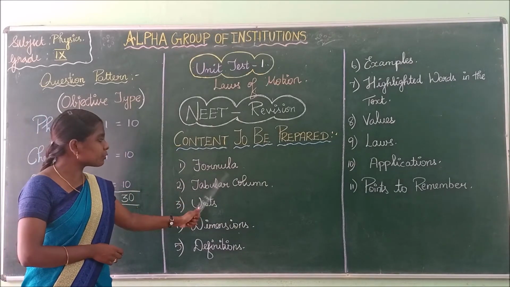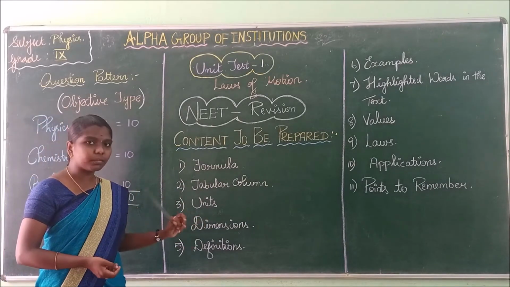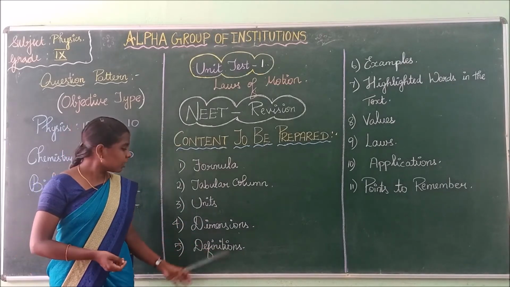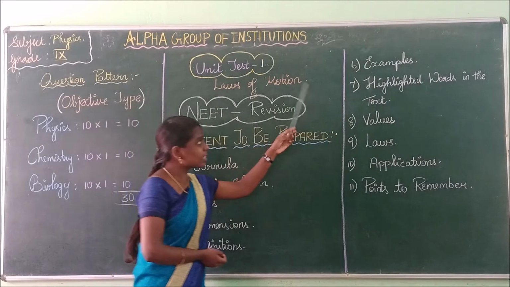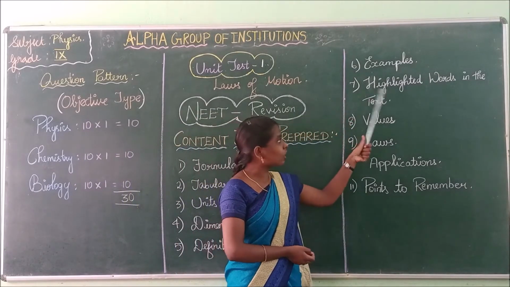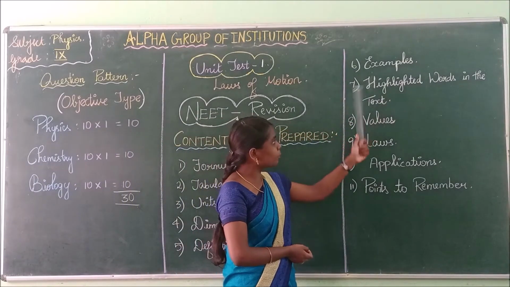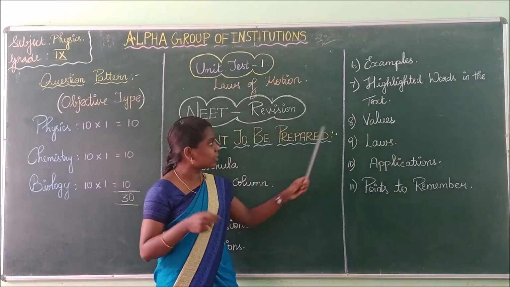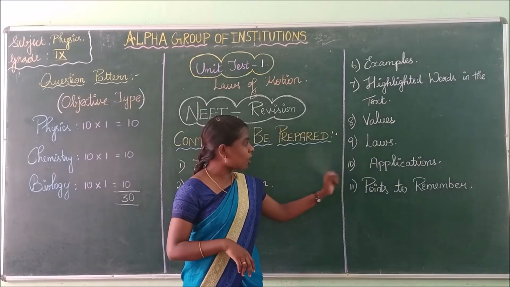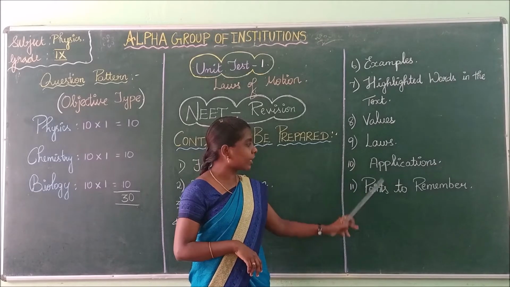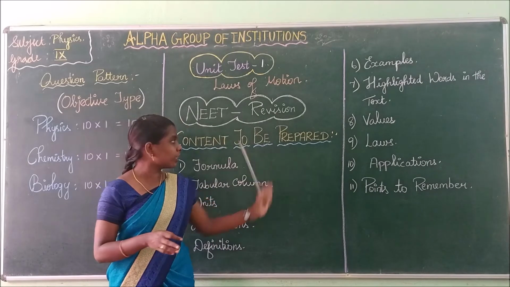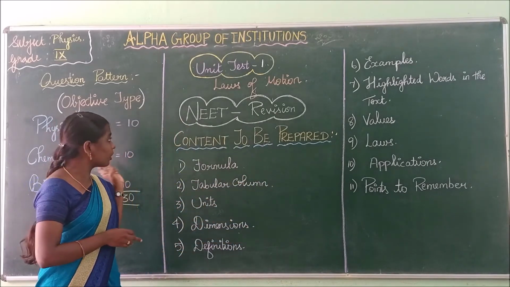What are all the contents? Formulas, tabular columns, units given in your text, and the dimensions, definitions, examples given for the laws and definitions, and highlighted words in the text. Highlighted words are nothing but the words given in black letters, and the values, laws and applications given in your text, and at the last you will have points to remember. These are all the contents that you have to prepare for your test.